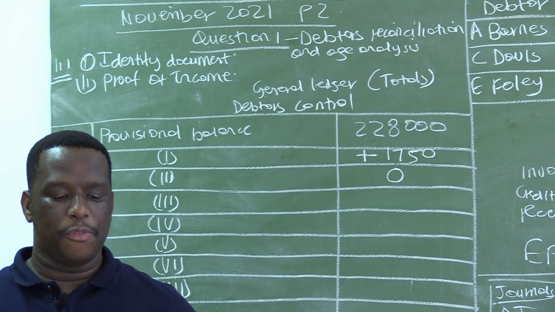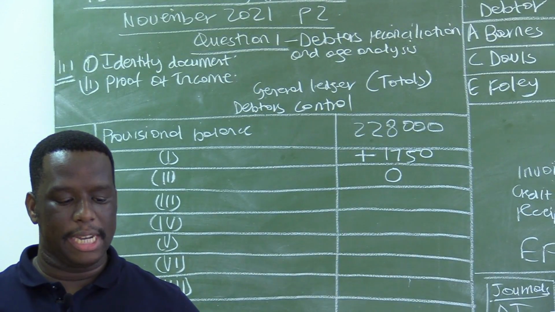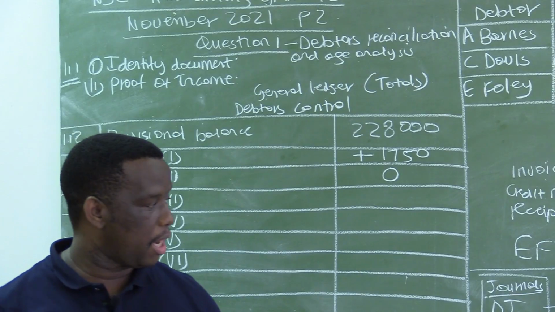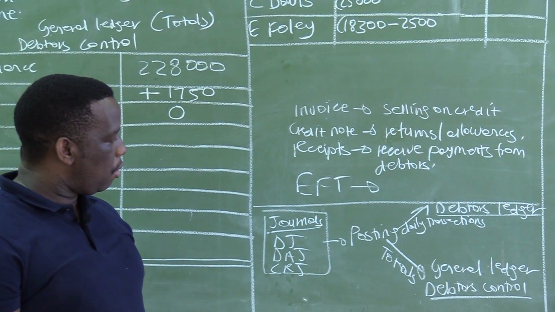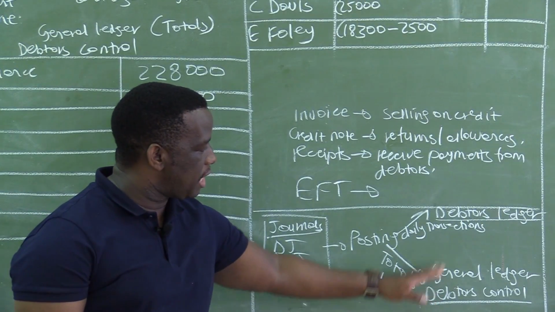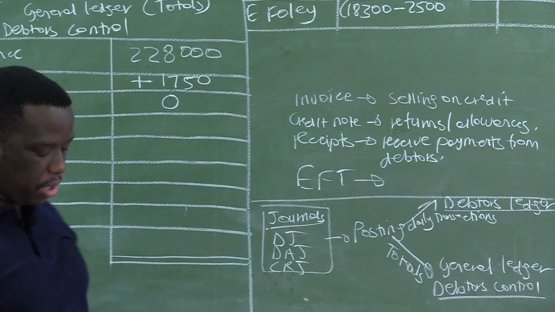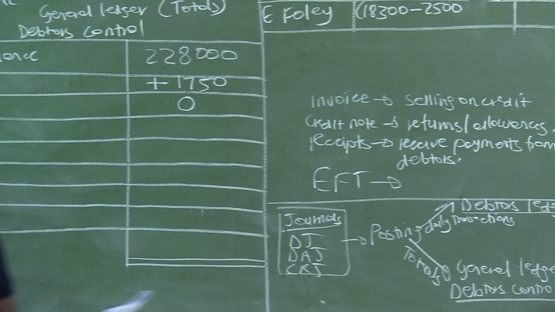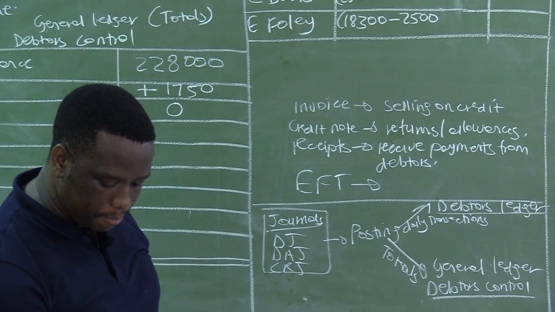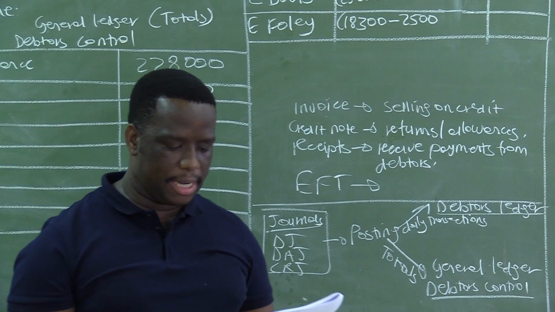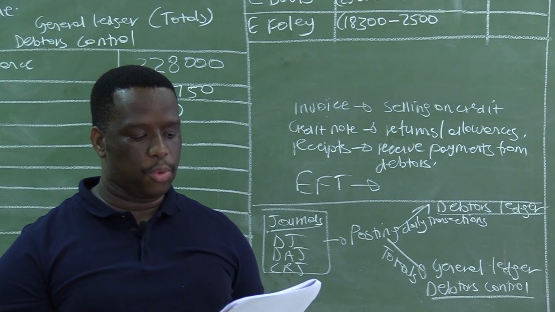Number 3, the total of the debtor's journal, 62,500, was incorrectly recorded as 65,200 in the debtor's control account. Remember, we said the debtor's control account deals with the totals. So the mistake is only here. It does not affect the debtor. So we are not going to touch the debtor's ledger, because this transaction is talking about the total. So it says here, the total of the debtor's journal, which is 62,500, was incorrectly recorded as 65,200.